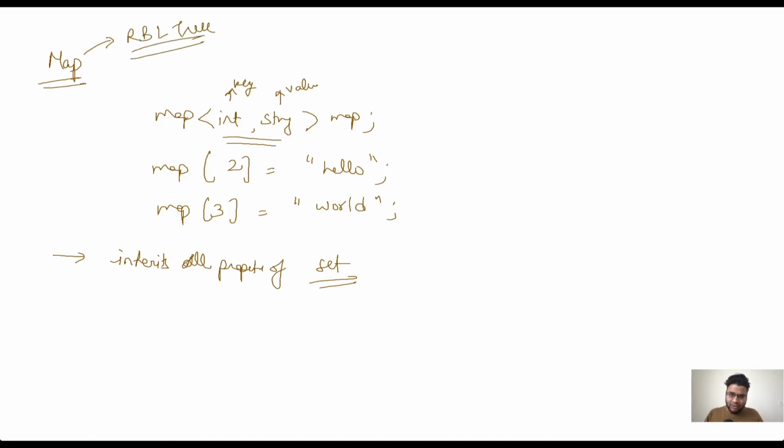Since we're talking about map here, let us talk about one more container, which is unordered map. Unordered map is one of the unordered containers. Unordered map is basically based upon the hash map implementation.